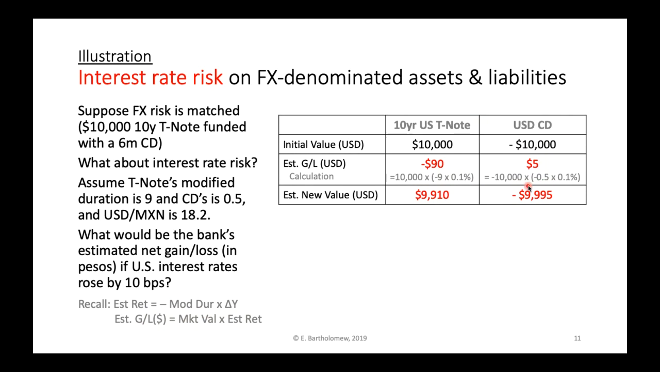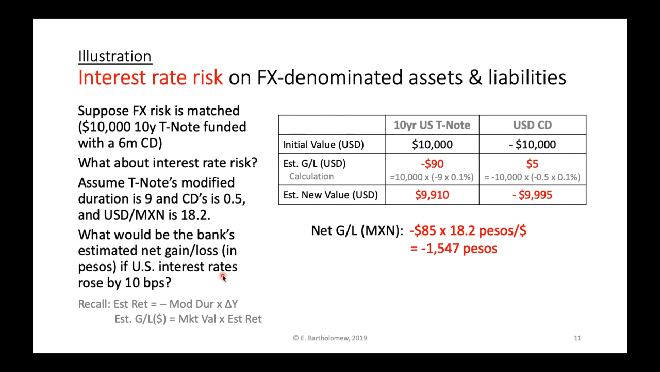And we have a duration of 0.5 here, and we estimate that the change in value will be 5, but that'll be a gain because this is a short position. So the combined effect will be a loss of 85. And then if we want to see the estimated value of each side, we'll see that they're no longer matched either, that the 10,000 T-note position now has a lower value than the CD position.